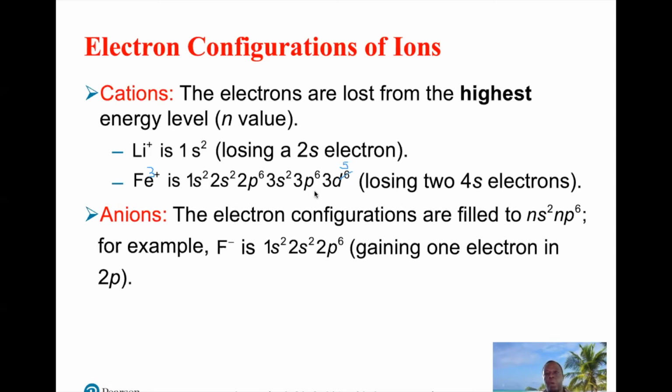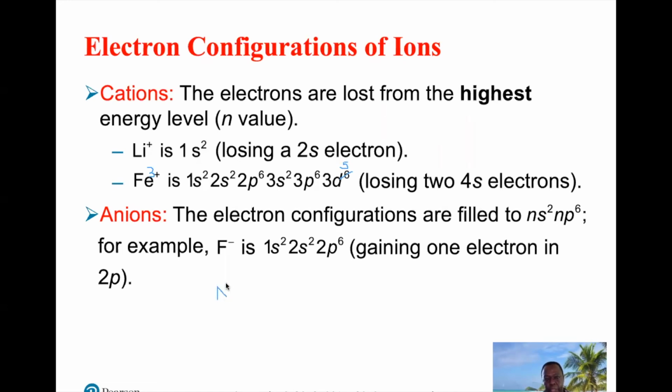That is how the electron configuration works for cations in transition elements: the 4s electrons are removed first, and then you go to the 3d sublevels and remove however many you have, depending on the overall charge of the element. For anions, you just add however many electrons you have added.